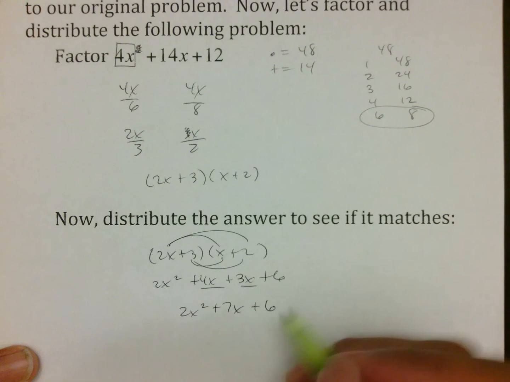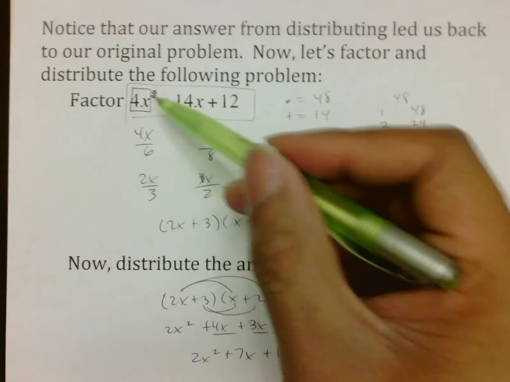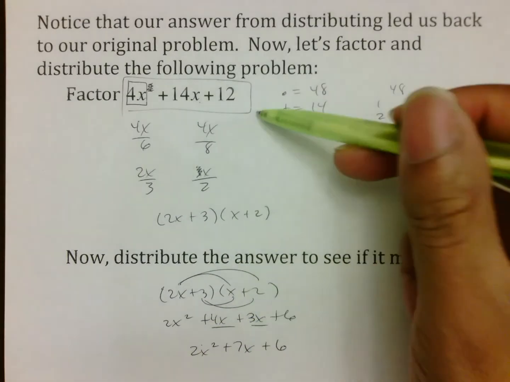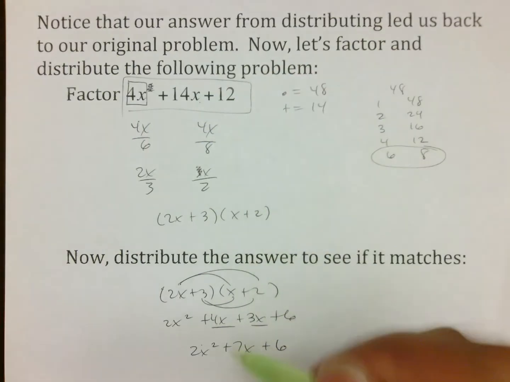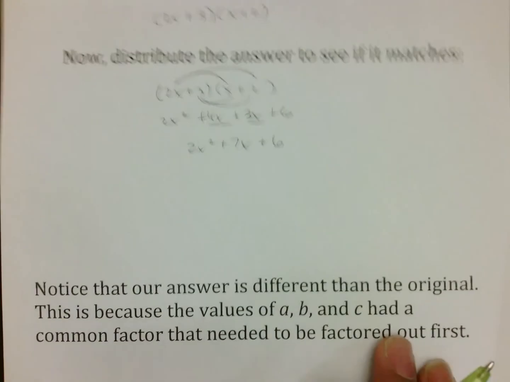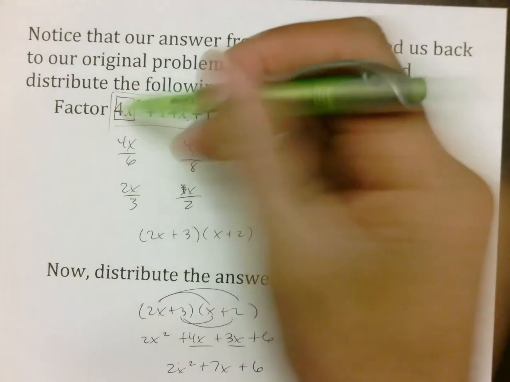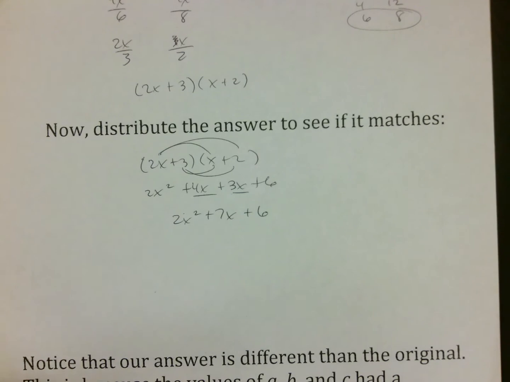And that is not the same as our original problem. But if you look carefully, 4 turned into a 2, 14 turned into a 7, 12 turned into a 6. So really everything here, if multiplied by the value of 2, would match. And that, again, is our problem. That's the biggest challenge that we have right there. So notice that the answer is different from the original, and that's because the values of A, B, and C in our original, 4, 14, and 12, all could be divided by 2 because they're all even, which is why in the end you would have to do something different to your answer to make it right.